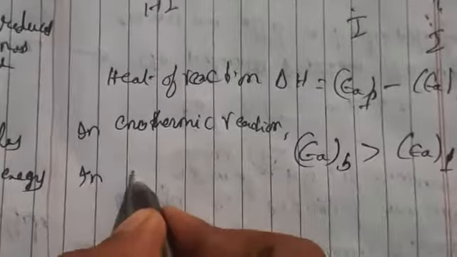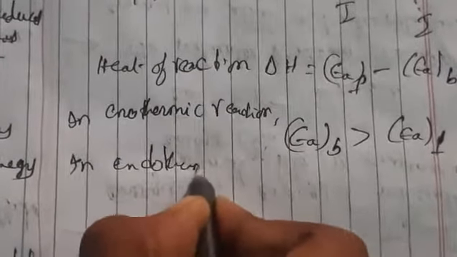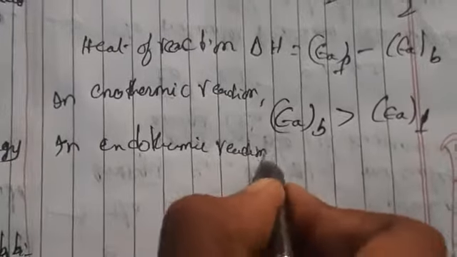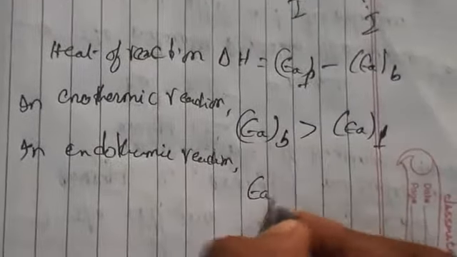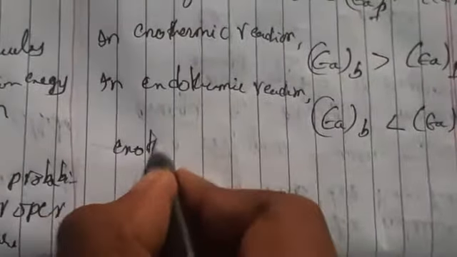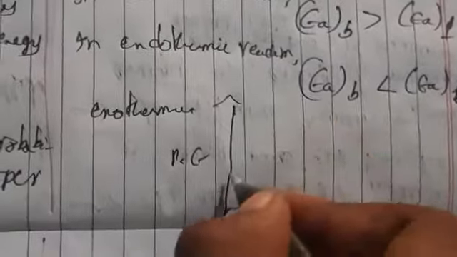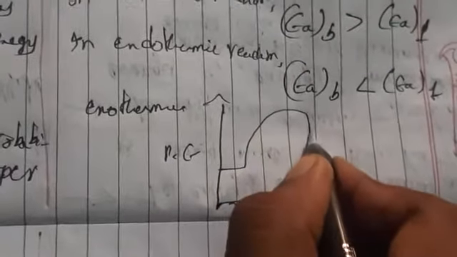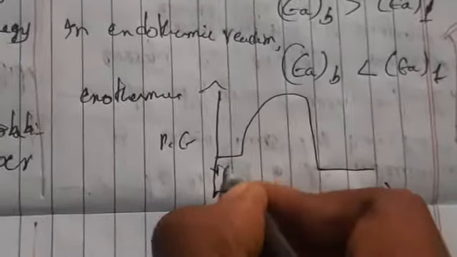Coming to an endothermic reaction, the activation energy of the backward reaction is less than that of the forward reaction. For exothermic, the graph will be: here we take the reaction coordinate on the x-axis and on the y-axis we take potential energy. This is reactants, this is products.